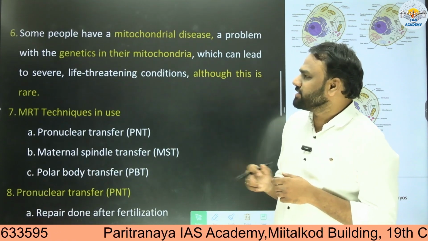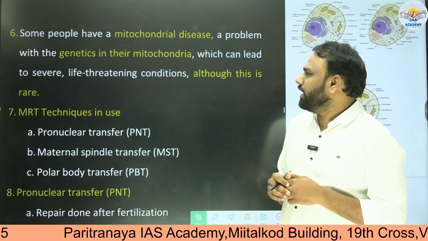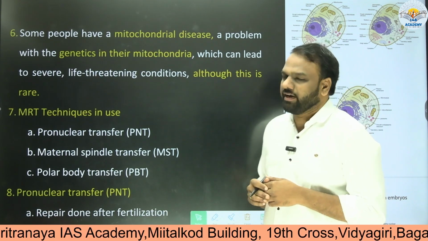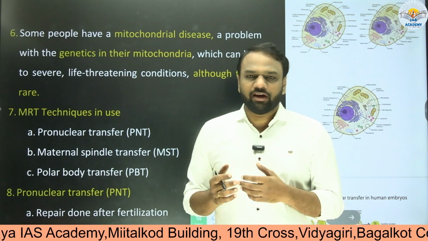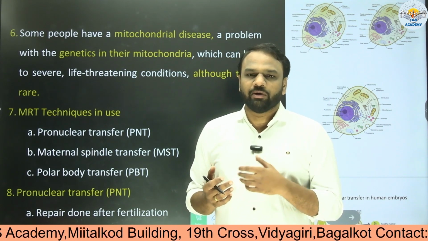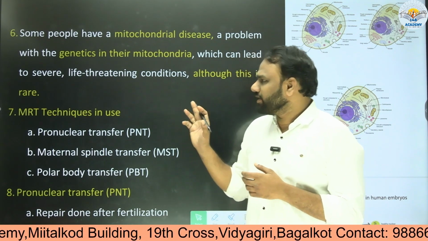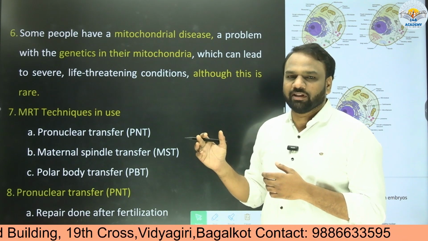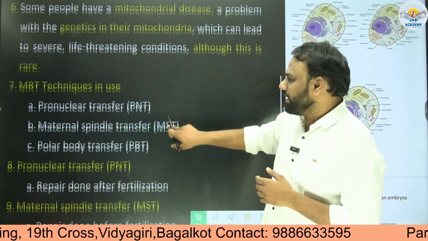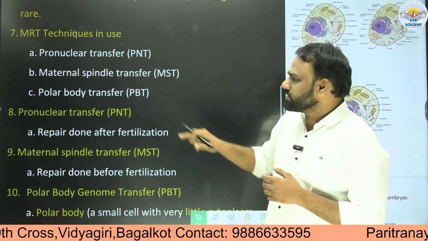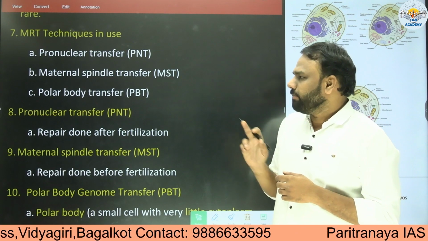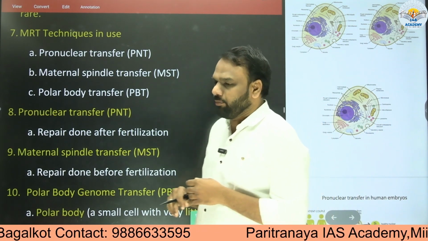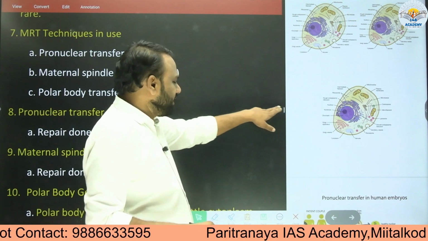Some people have mitochondrial diseases, a problem with the genetics in their mitochondria, which can be severe life-threatening conditions, although it is very rare. So mitochondrial diseases are very rare, but sometimes if they occur, then they will be life-threatening. So in order to prevent these life-threatening diseases related to mitochondria from being passed from mother to child, we have these MRT techniques. The common techniques in use are pronuclear transfer, maternal spindle transfer, and polar body transfer. All these techniques are very important from the exam point of view. So let us look into how these techniques work.